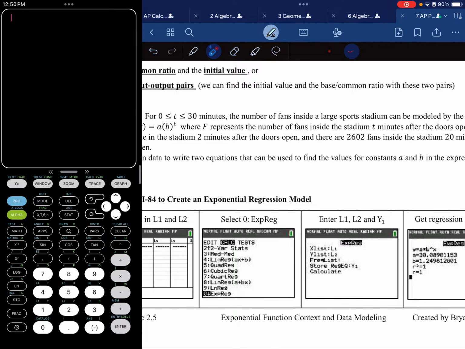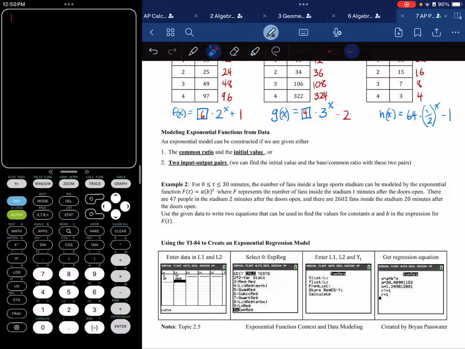All right, so according to this, let me go ahead and read the problem. Between 0 and 30 minutes, the number of fans inside a large sports stadium can be modeled by an exponential function where f is the number of fans inside the stadium at t minutes after the door is open. There are 47 people at 2 minutes. Okay, I'm going to underline that. I think that's going to be important. We'll come back to that. But there's 47 people in the stadium at 2 minutes, and there's 2,602 fans at 20 minutes.